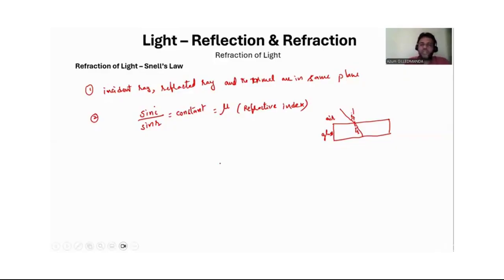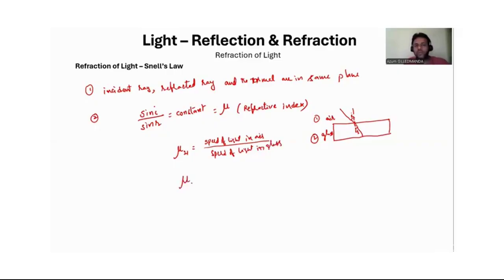Now, let's say I have two mediums. So air is 1 and glass is 2. Then mu of 2, 1, we call it. So the refractive index of medium 2, that is glass, with respect to air, is basically the ratio of the speeds of light. So that is, we call it the speed of light in air, or medium 1, to the speed of light in glass, or medium 2.